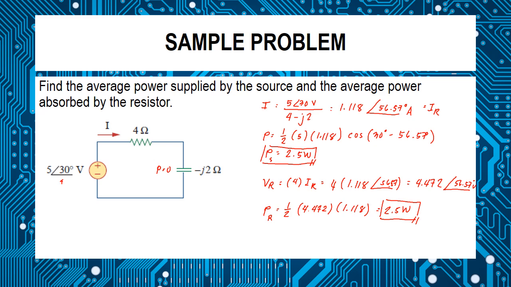And since we have here computed the average power supplied by the source, 2.5 watts, and the power absorbed by the load is also equal to 2.5 watts. Therefore, the power absorbed by the capacitor is equal to 0.